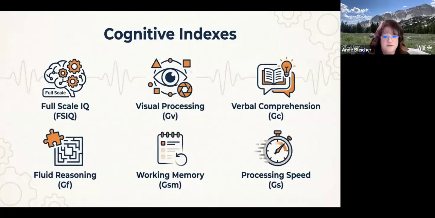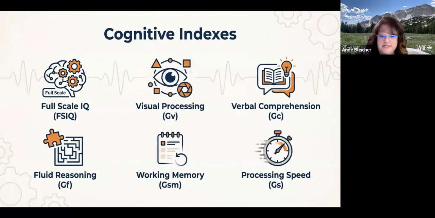As a review, these are the five main areas that we look at when we're assessing students on a cognitive assessment. All five of these, visual processing, verbal comprehension, fluid reasoning, working memory, and processing speed, play into that full scale IQ, which is the overall ability level. You'll notice that before each of those, visual processing, verbal comprehension, etc., they have a G before them. We talked quite a bit in January about what G is.